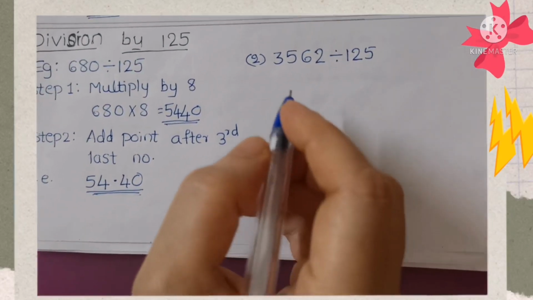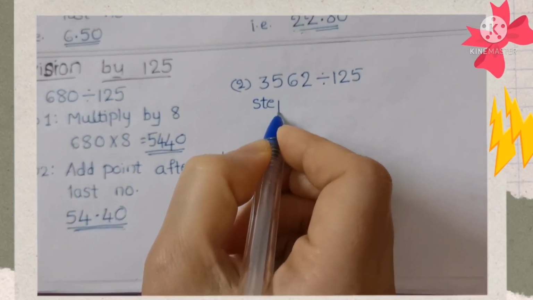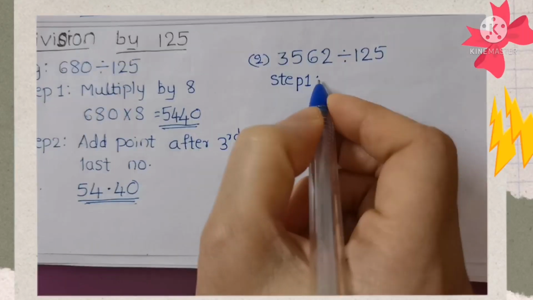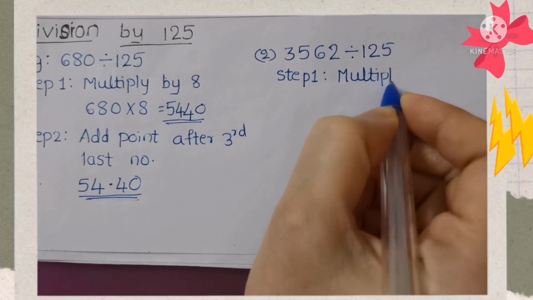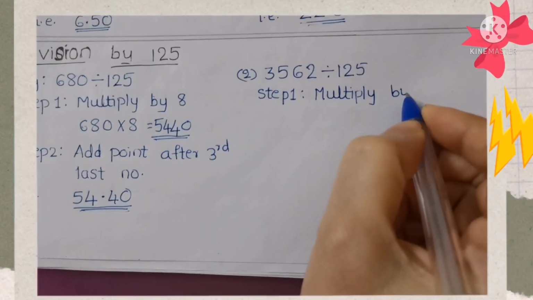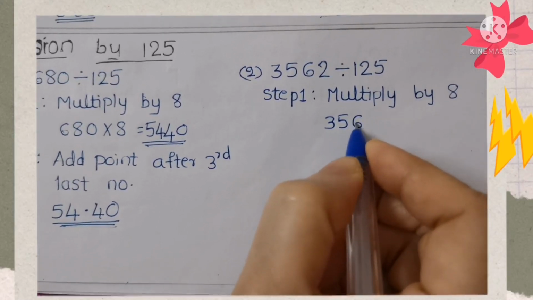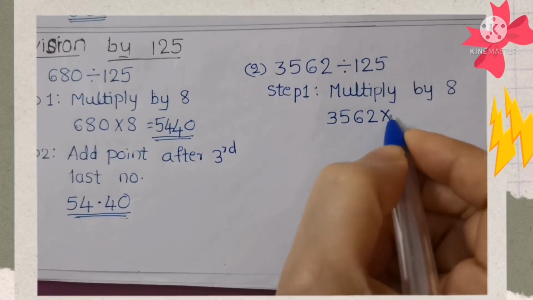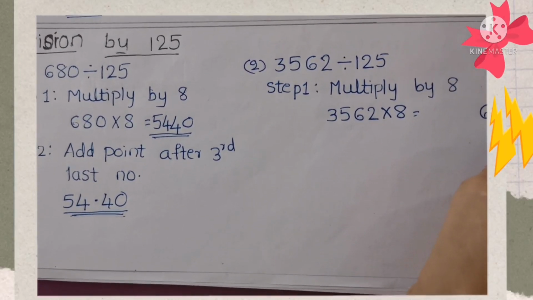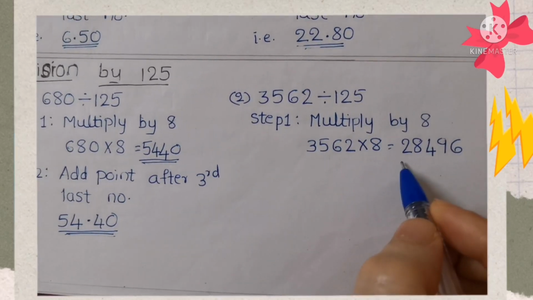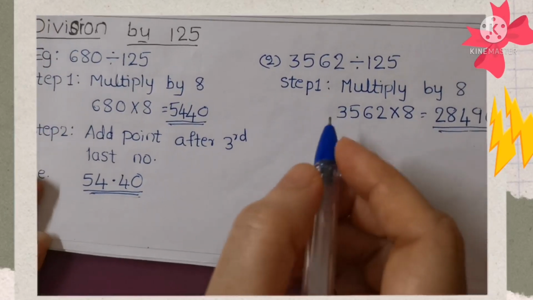As we saw in our first example, we have to multiply the number by 8. So we have to multiply 3562 by 8. I repeat, we have to multiply 3562 by 8. So multiplying the number, we get the answer as 28,496.